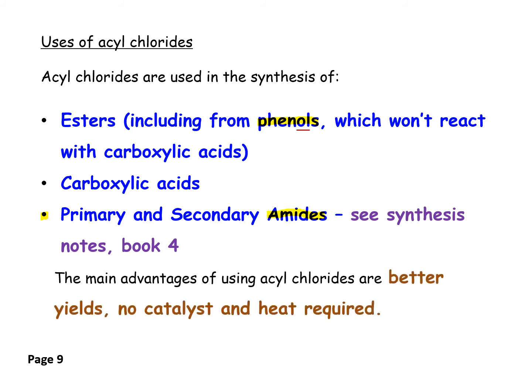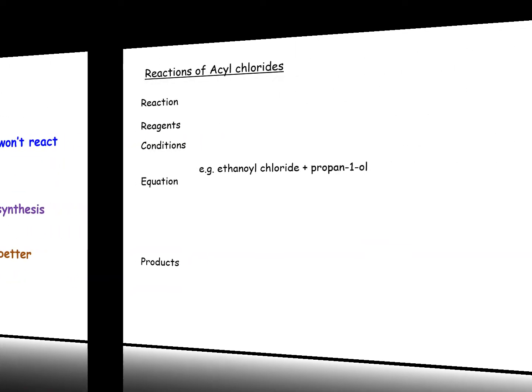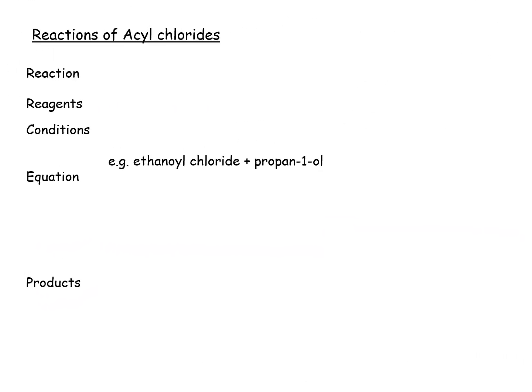Okay, then the main advantages then for using an acyl chloride, well, they're more reactive, and it's not an equilibrium reaction, it goes to completion. So we get a better yield, we don't need a catalyst, and we don't need any heat for the reaction. Let's look at those reactions then. So the reactions of acyl chlorides, the first one was esterification.